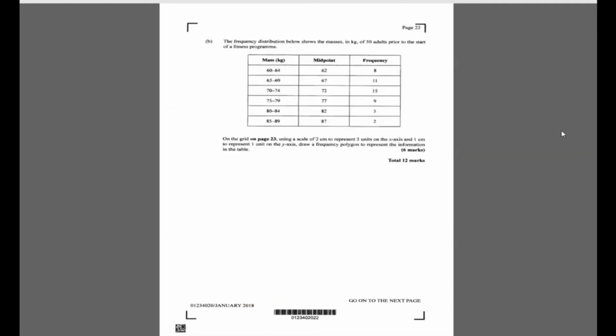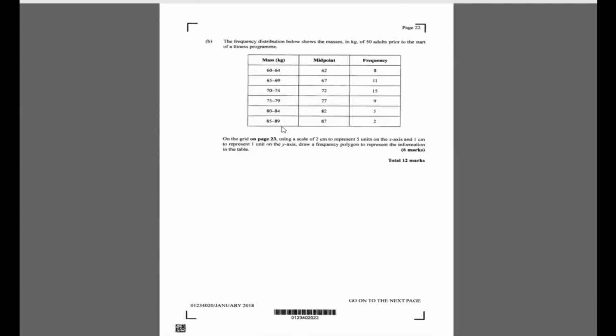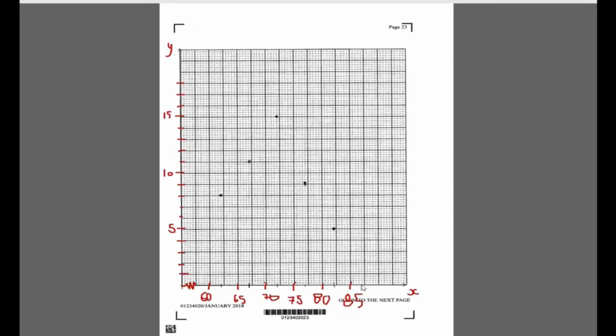We're almost done. Then we'll go 82 to 5. 82, go with the number 5. And then we have 87 going with 2. This would be 90, so 87 would be here, and 87 goes with the number 2.